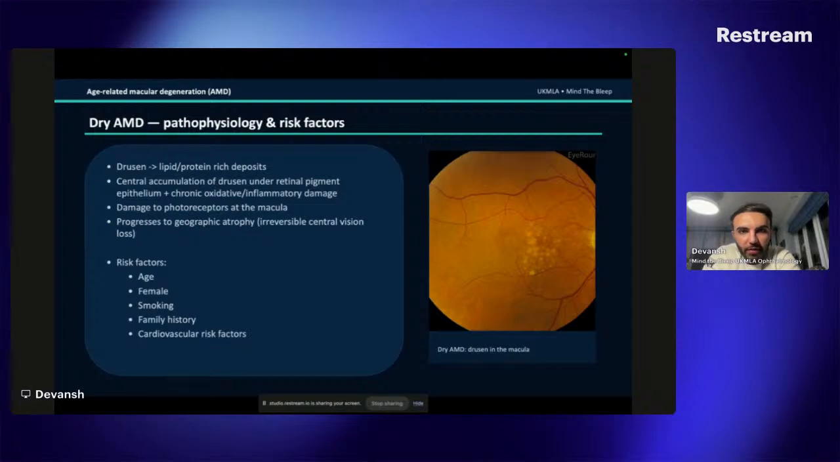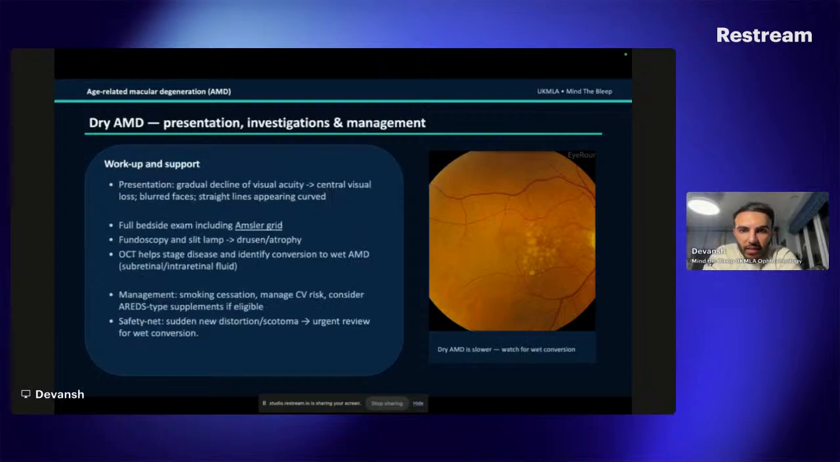Due to this accumulation of these deposits, we get damage to the photoreceptors at the macula itself, and this can progress to what we call geographic atrophy, where we end up having irreversible central visual loss if this is an advanced stage of disease. So risk factors for the formation of this drusen and this leading to dry AMD is age, by far the biggest factor. Patient's sex can also contribute, females being at more risk. A history of smoking, as well as a family history, and strong cardiovascular risk factors can all play a big role in the deposition of these lipids and proteins under the retinal pigment epithelium.